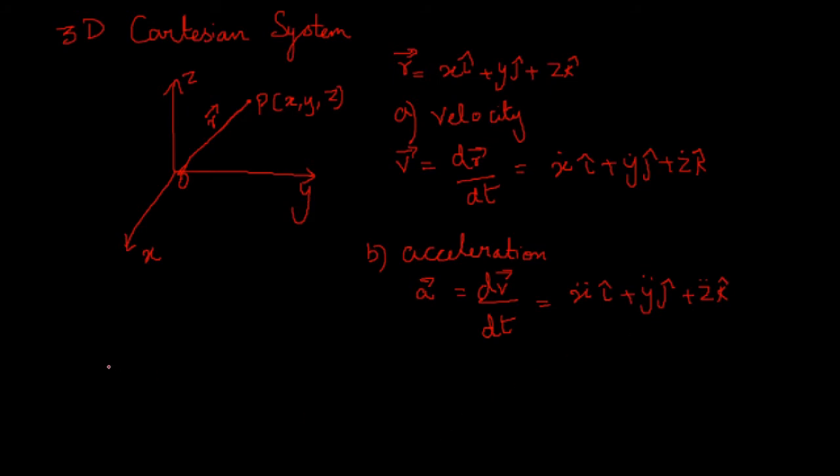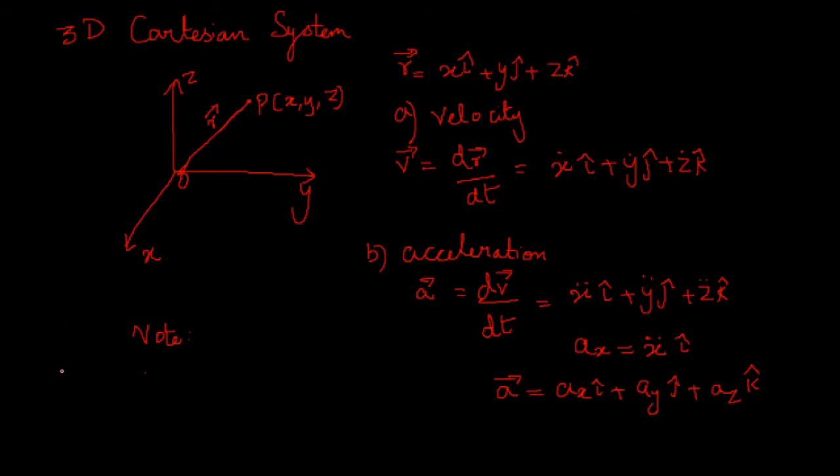So here I have a small tip note which you have to remember. This x double dot corresponds to ax, that is the acceleration in the x direction. So I can write my acceleration as a vector equal to ax i cap plus ay j cap plus az k cap. Hope it's fine for you guys. So this is the acceleration term.